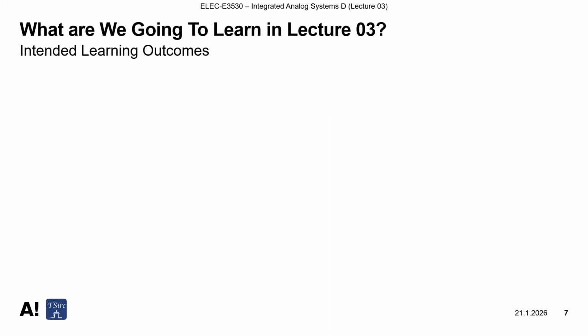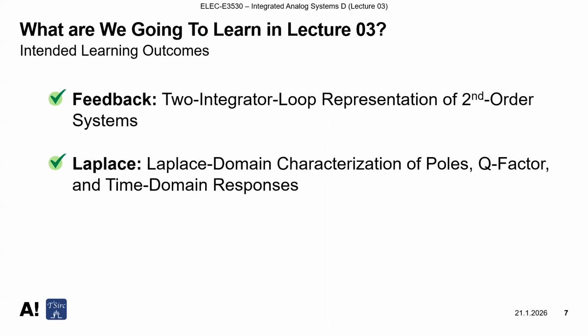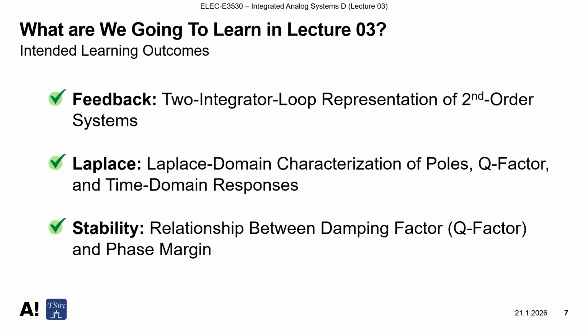And what are we going to run in lecture 3 today? So intended learning outcomes. So we will have feedback to understand what is a two-integrator loop representation of second-order systems. And we will check a Laplace transform again, Laplace domain, characterization of poles and Q factor, and time domain responses. So it will be a bit more complicated for today. And we will check the stability relationship between damping factor or Q factor. This is related to gain and phase margins that we discussed at the last slide of our previous lecture, lecture 2.